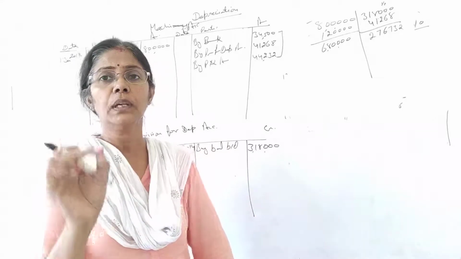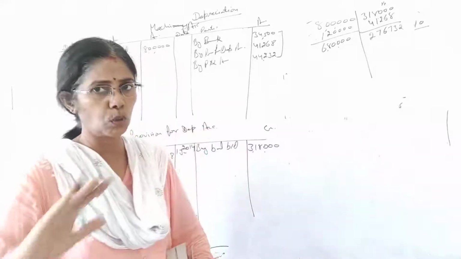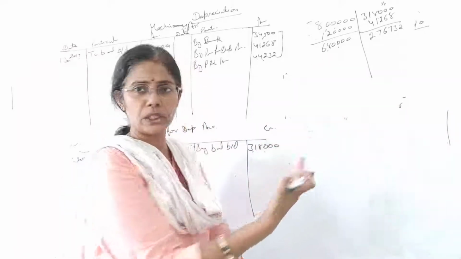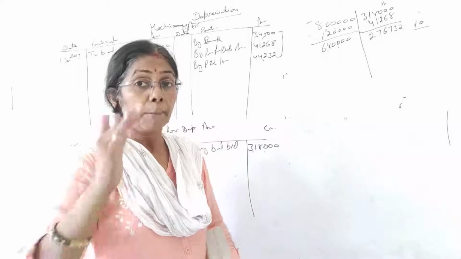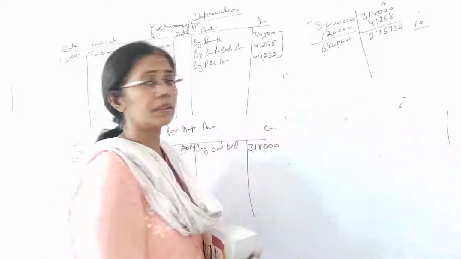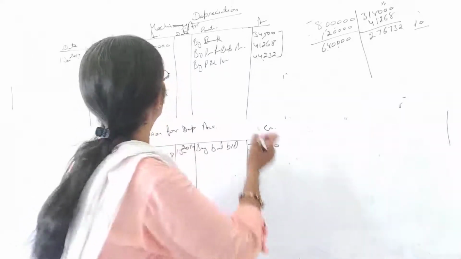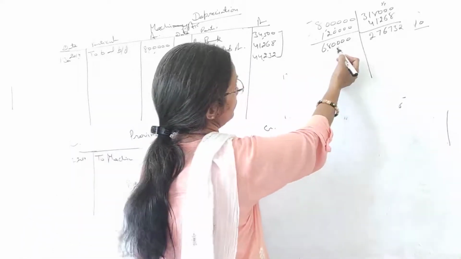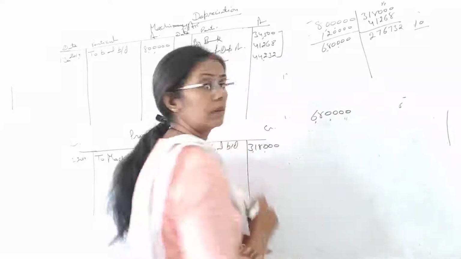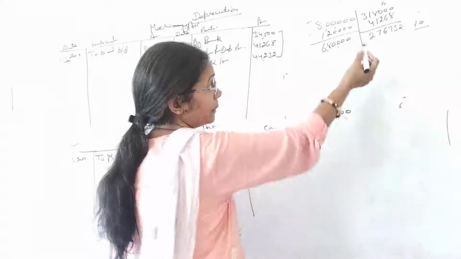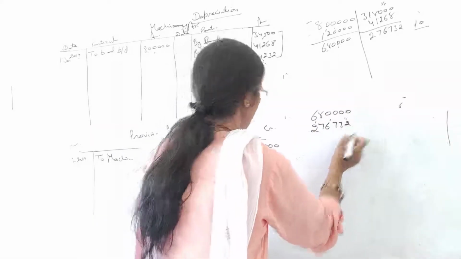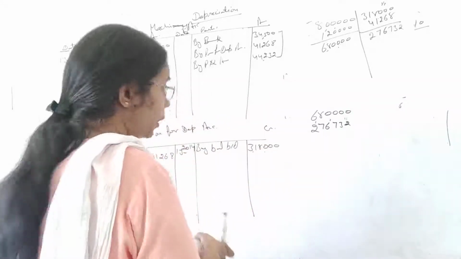Once again I'm telling you, if it would have been original cost, no problem, you can charge on 6,80,000, because you can have the same kind of question with that method, okay? But as we have the written down value method, so let's find out the written down value of this. This was your 6,80,000 original cost, okay? And how much depreciation has been charged on it? 2,76,732 is the amount of depreciation.